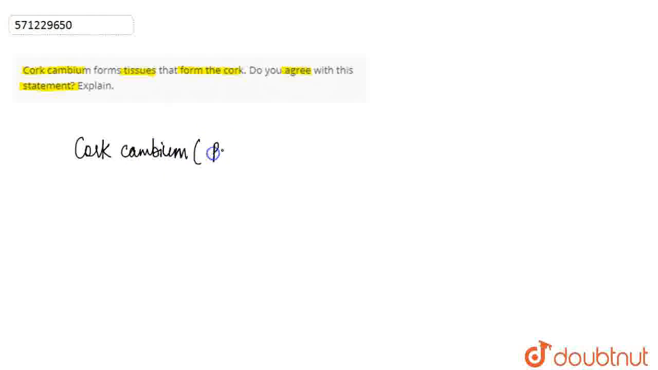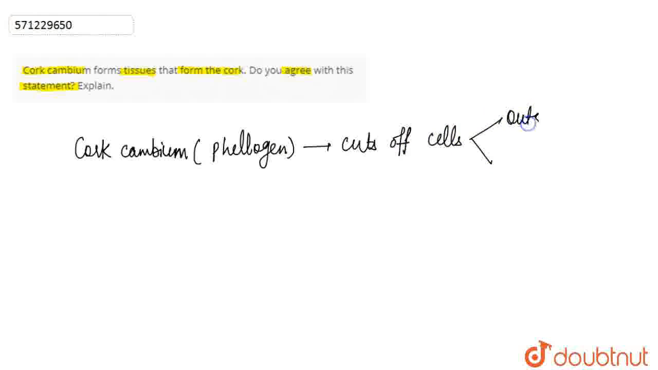Cork cambium is also known as the phellogen. So basically, cork cambium cuts off cells both on the outer side as well as on the inner side.